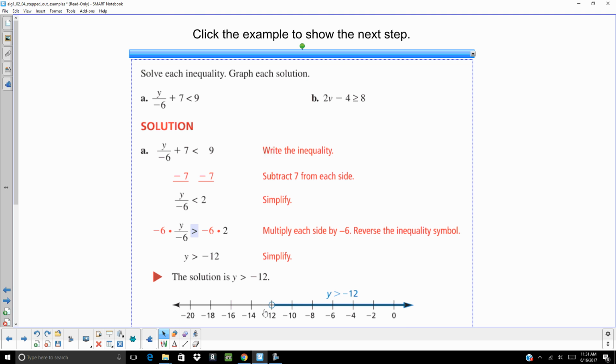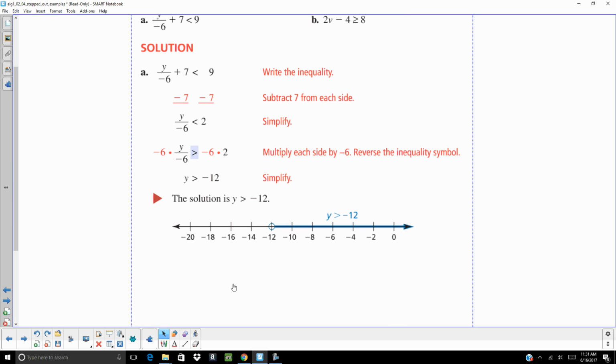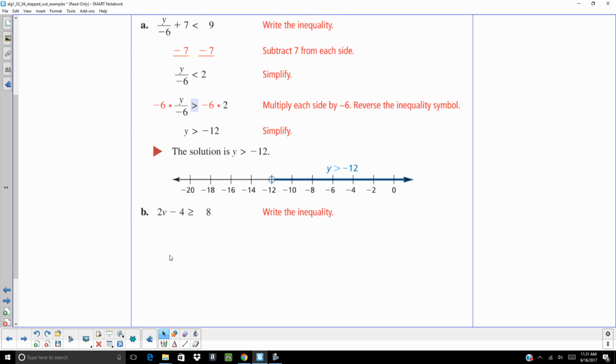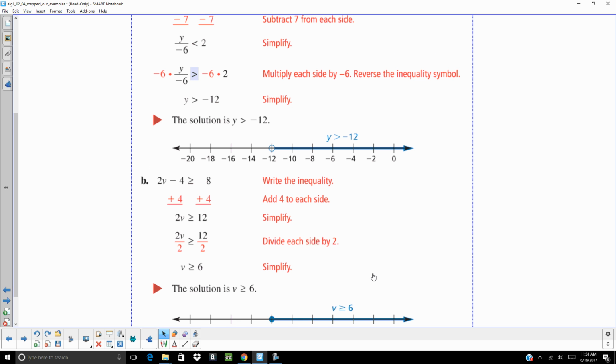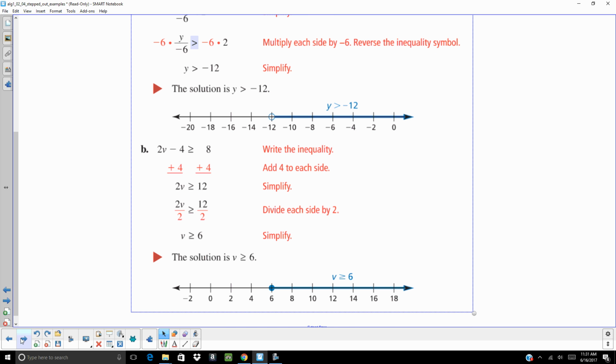I'm going to have an open dot at negative 12, shaded to the right. For part B, I have a minus 4. To get rid of that, you add 4. Now I have 2 times B. To get rid of that 2 times, I'm going to divide by 2. I don't have to flip the direction since it's a positive 2 that I'm dividing by. I'm going to have a closed dot at 6, shaded to the right.